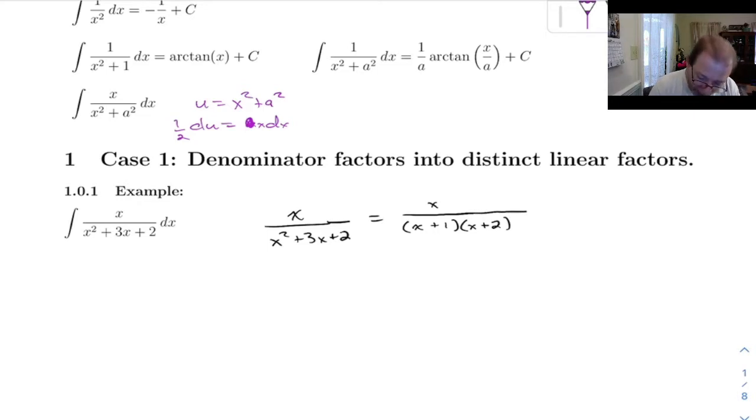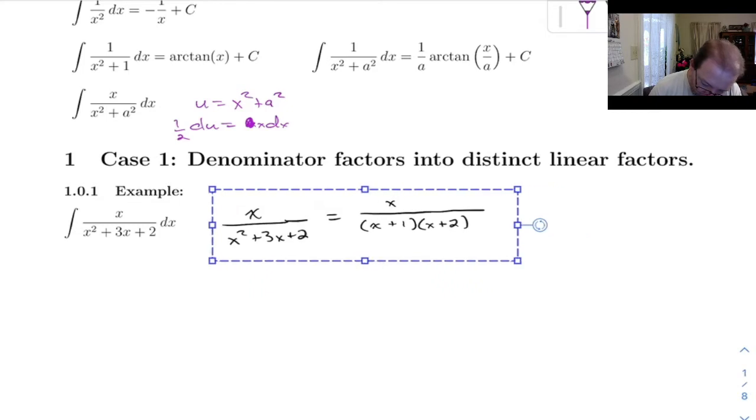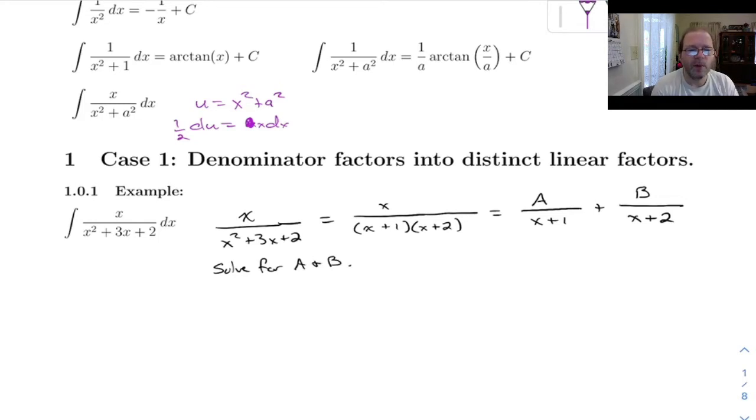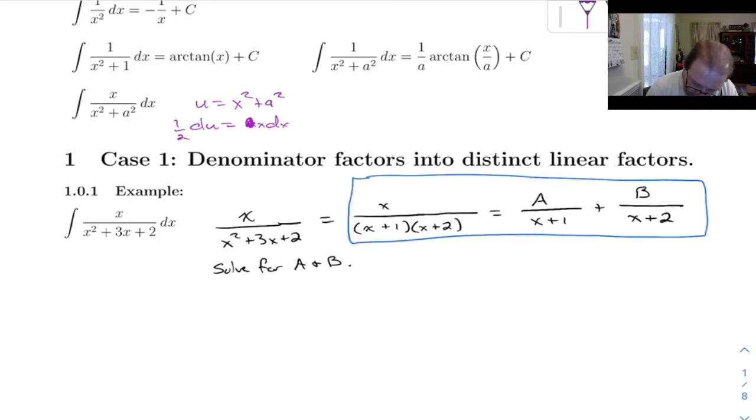You get that. And now what I want to do is break this into two partial fractions. I want to break this into a over x plus 1 plus b over x plus 2. And we've got to solve for what that a and b are. Now, if you've never seen something like this before, it might look a little strange. What we're going to do really is take this and solve it for a and b. So here's how you do that.